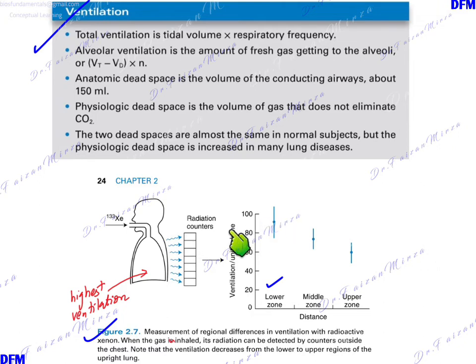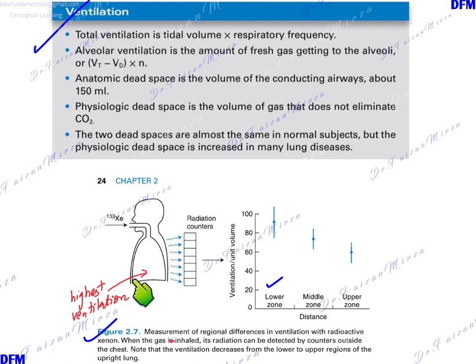When we compare the regional differences, this is the upper zone of the lung, this is the middle zone, and this is the lower zone of the lungs. When we discuss ventilation, meaning how much new gas can go, radiation counters are used, and in this experiment we use xenon counters. The xenon gas is inhaled, and the amount of xenon which goes into every region of the lungs, the lower zone, the middle zone, and the upper zone, is monitored by these radiation counters.